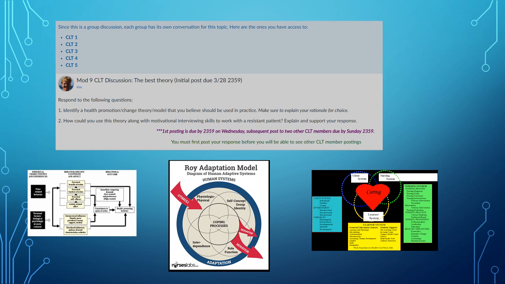Your group discussion this week is identifying a health promotion or a change theory that you believe should be used in practice. This is your belief. So you choose your theory and then provide your rationale for your choice. Then the second thing is, how could you use this theory along with motivational interviewing with a resistant patient, and then explain your response.